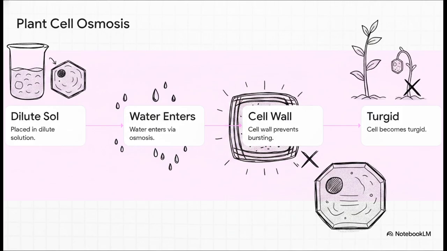Step 2, water rushes in. But wait, notice that thick structural boundary on the outside? That's the cell wall. This rigid wall acts almost like a cage, structurally stopping the membrane from expanding too far. So instead of exploding, the cell just becomes incredibly firm, or turgid. In fact, this internal pressure is exactly why plants can stand upright and don't just wilt over.